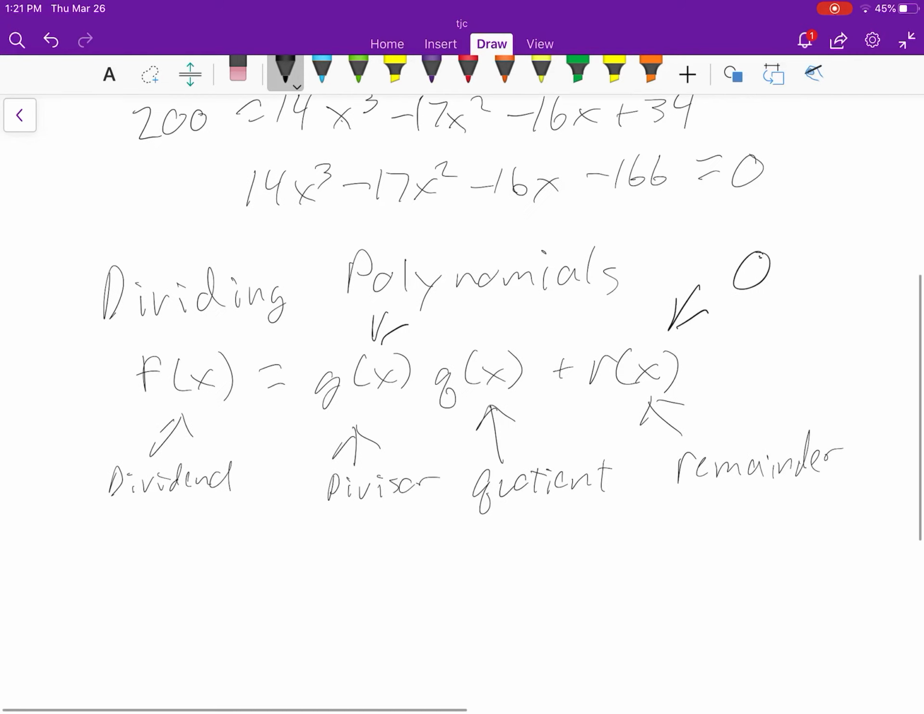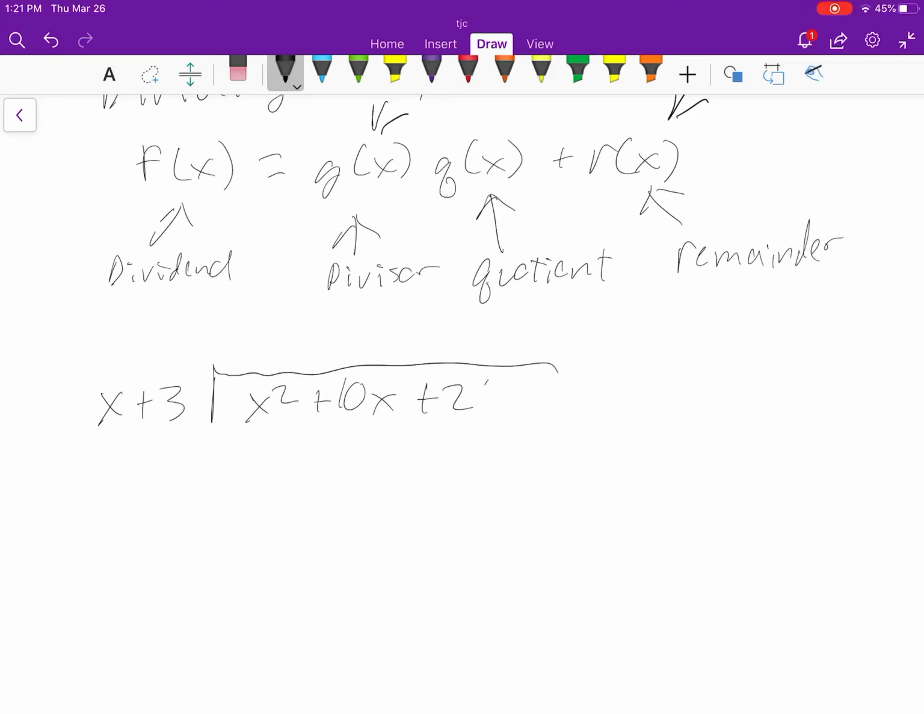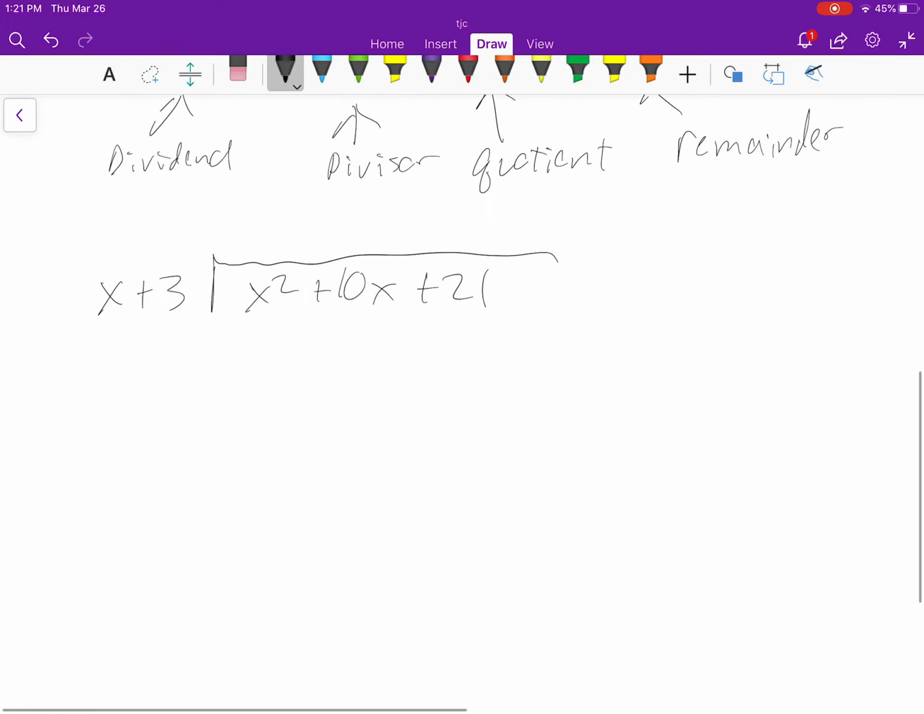Okay, so to start this off, let's propose a question. We want to divide, so we have x plus 3. We're dividing x plus 3 into x squared plus 10x plus 21. And we know this actually works. We can factor x squared plus 10x plus 21. It factors down into x plus 3 and x plus 7. So we know that when we're done, we're going to have an x plus 7 on the top. But the example here is to do something simple first.